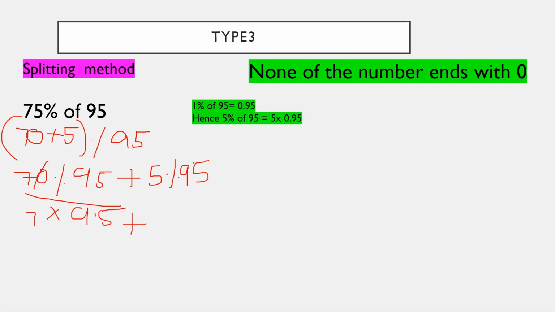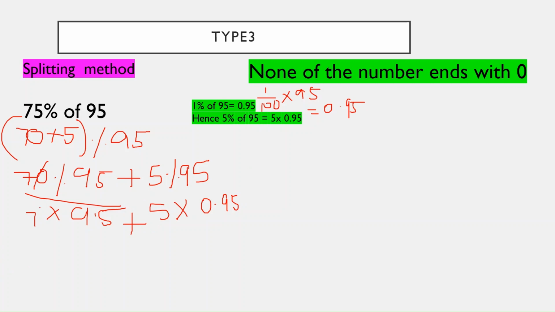See, you remember this, 1% of 95 is how much? 1% of 95, when you do the simplification, it will be 0.95, right? 1% of 95 is 0.95. In the same way, 5% of 95 is nothing but 5 into 0.95. 1% of 95 will be 0.95 and 5% of 95 will be 5 into 0.95.